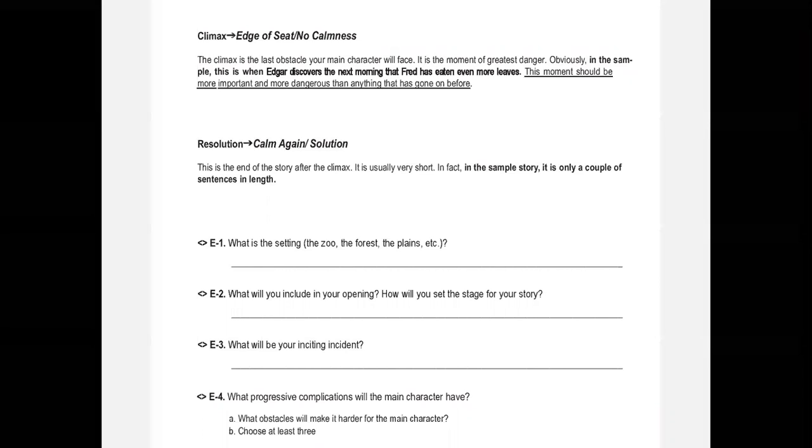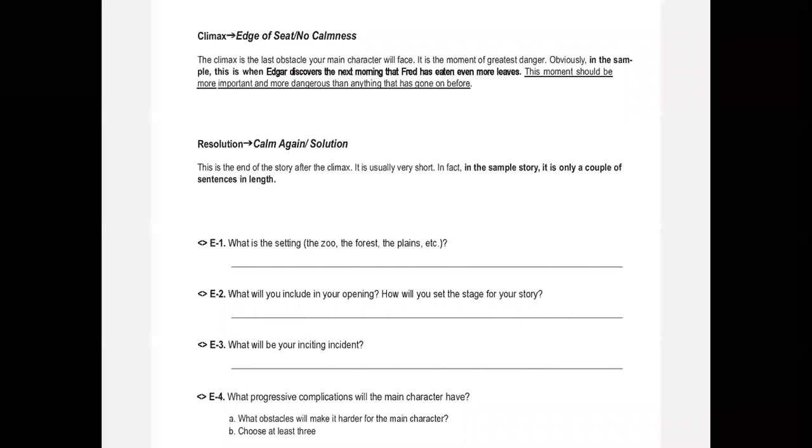The climax is the last obstacle your main character will face. It is a moment of greatest danger. This is when Edgar discovers the next morning that Fred has eaten more leaves. This moment should be more important and more dangerous than anything else that has gone on before.